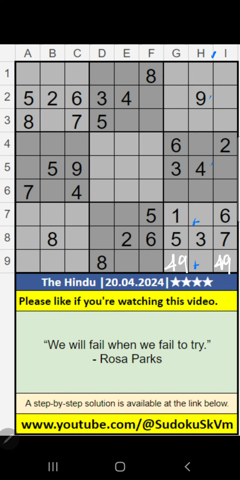In the 9th grid, two numbers are remaining, 2 and 8. 9th row, we have 8. So 8 can't come in that cell. 8 is confirmed here. Then 2 is here.